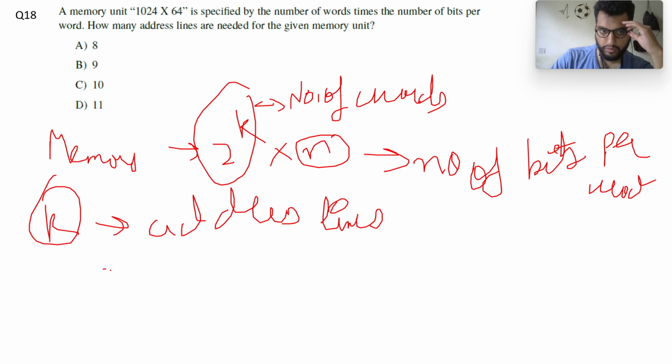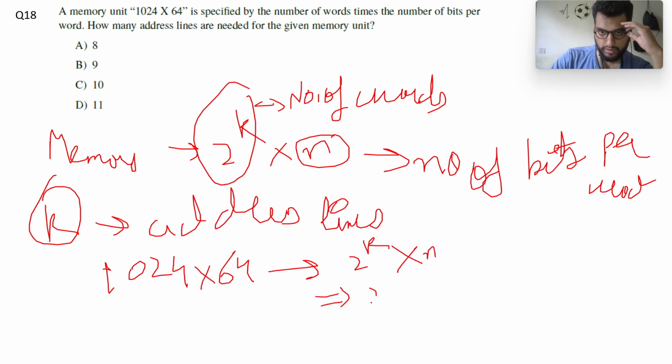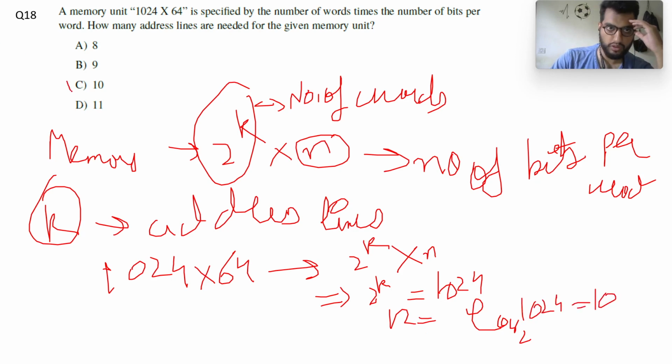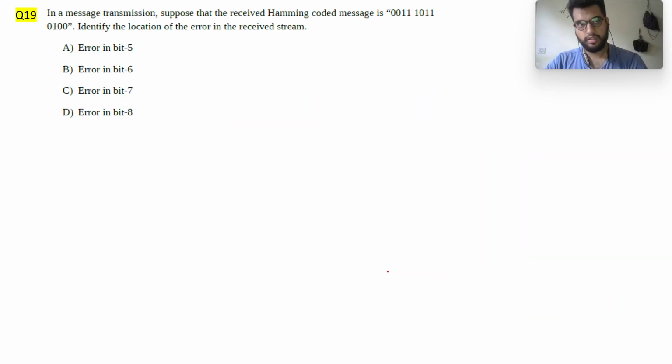So as per the given question, we have 1024 cross 64 equal to 2 raised to power k cross n. That implies 2 raised to power k is equal to 1024. That implies k is equal to log 2 of 1024, that is equal to 10. 2 raised to power 10 is equal to 1024. That was option C.